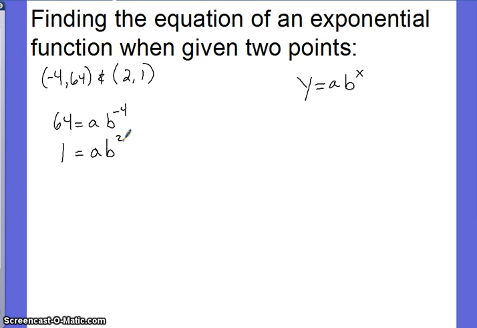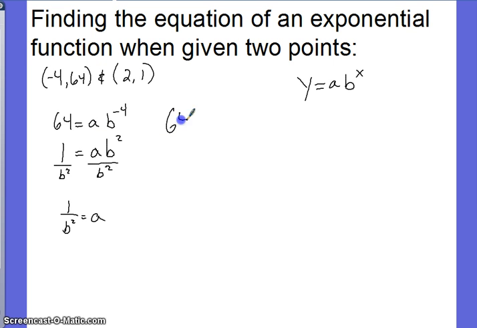So again, now it's just a matter of solving the system that I would have. This one's clearly easier to solve for a. So I'm going to divide by b squared on both sides, so I get that 1 over b squared is equal to a. And now I'm going to plug that into this first equation.